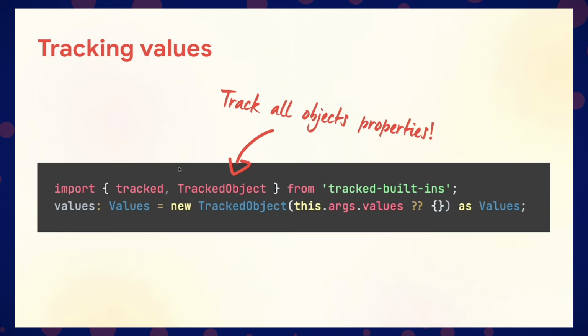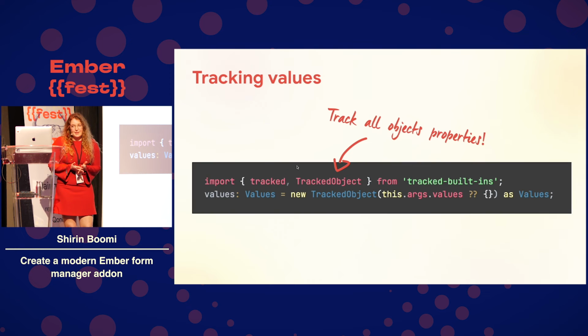So for the values, I've used tracked object instead of the classic Glimmer tracking because you don't know what you will get with values, and the object can be nested, and I think it's just easier to set it with a tracked object than the usual Glimmer component. There's less issues with reactivity, sorry.